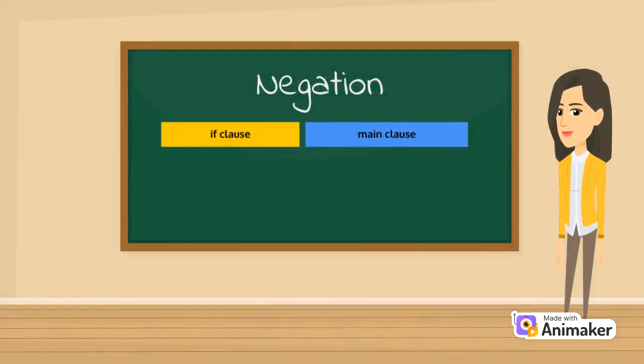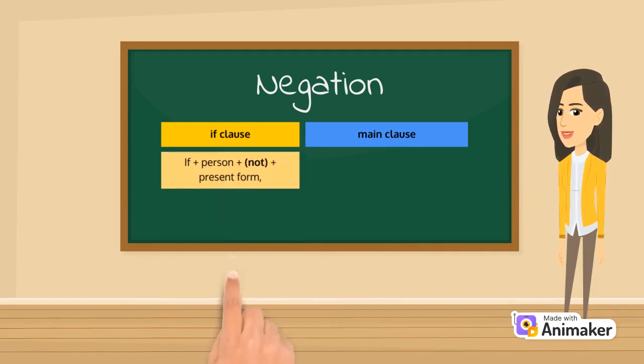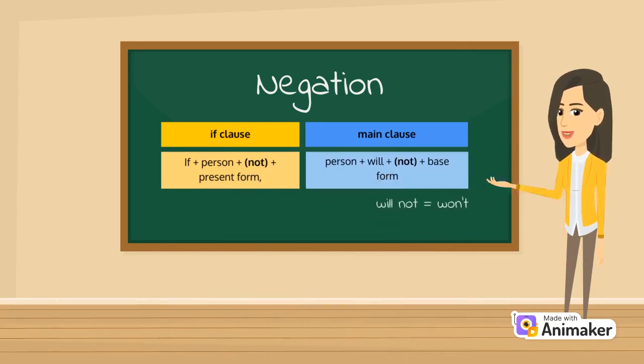When you want to negate sentences, so make them negative, you add not to the if clause or the main clause, or you add not to both clauses of the first conditional.